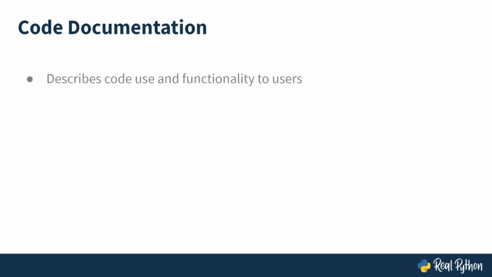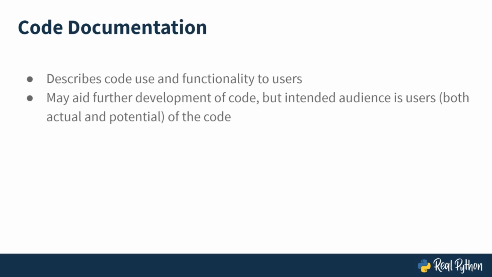Documenting code is describing its use and functionality to your users. It may aid in the development process, however the main intended audience are potential and actual users of the code. Now let's take a look at when you should comment your code and just how to do that.